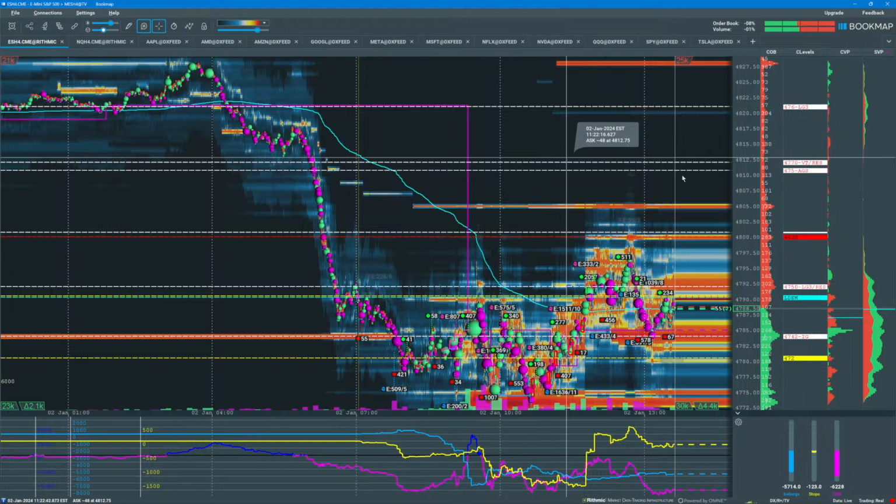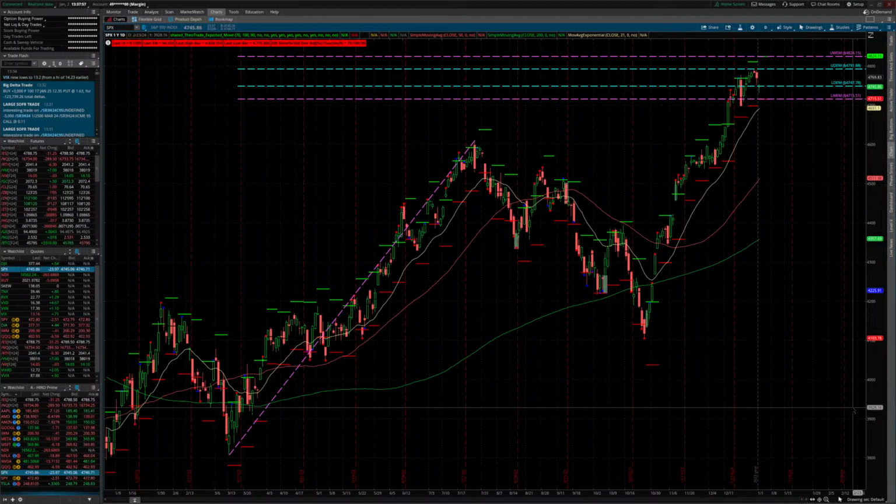This is the ES Futures and Bookmap. Before I take a closer look at this chart, I do want to take a look at a larger time frame. I'm going to start with the SPX. This is a one-day chart in Thinkorswim.